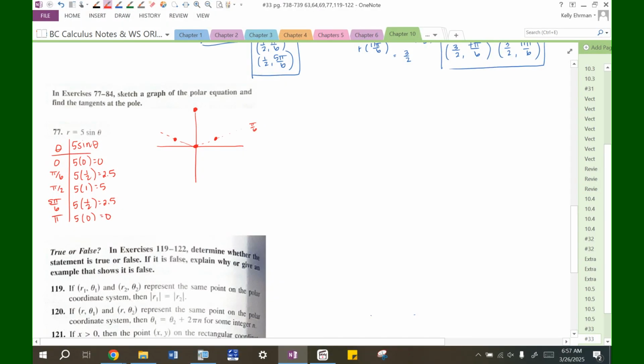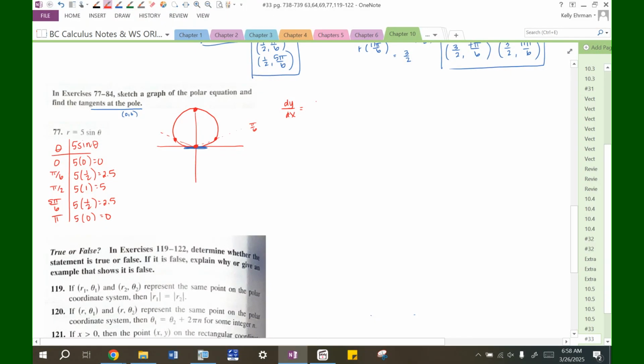So this is supposed to look like a circle. My sketch is going to be a bit rough, but if you have 5 sine or 5 cosine or whatever number, if it's just r equals sine or cosine, it'll be a circle if there's nothing else added or nothing in front of the theta. Find the tangent at the pole. So the pole is the origin, 0, 0. It looks a lot like 0 to me. I will confirm by finding a quick dy/dx.